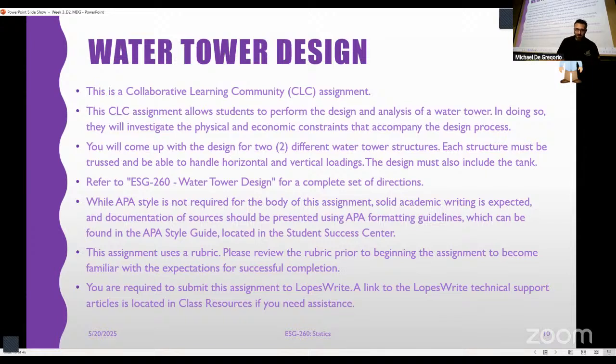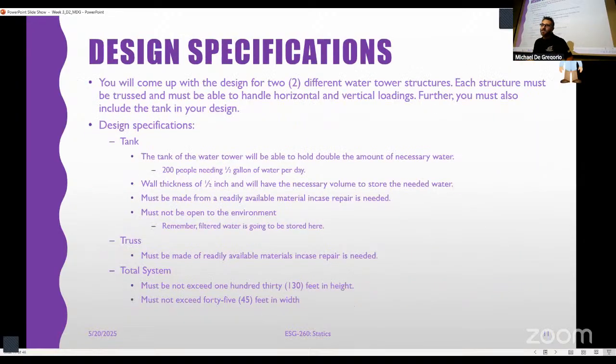Or you're talking about factorials. It uses a rubric. Go through the rubric, and you have to submit it to LopesWrite. So what are we doing? Here's your design specs. You have your 2 different water tower structures. There's a few different aspects.